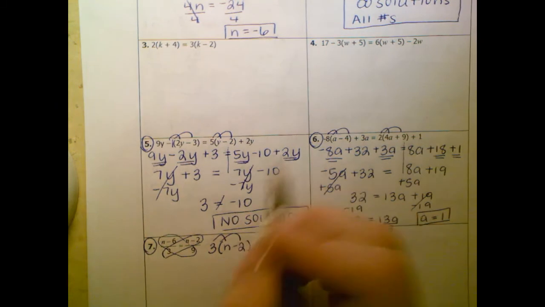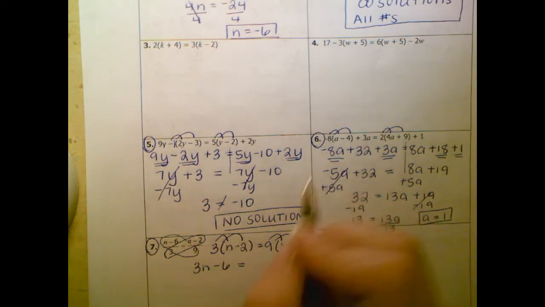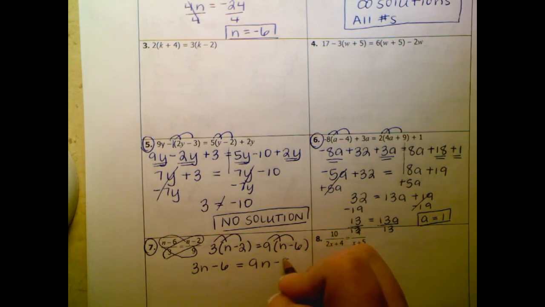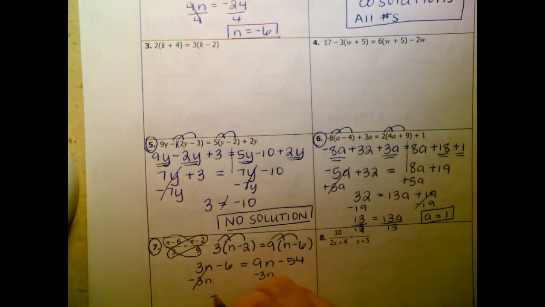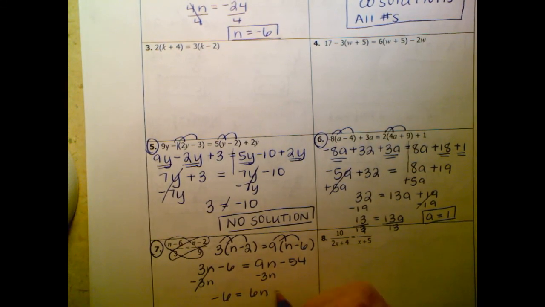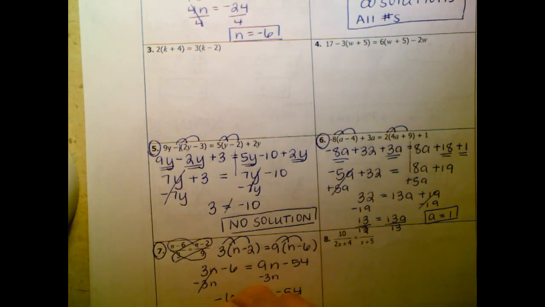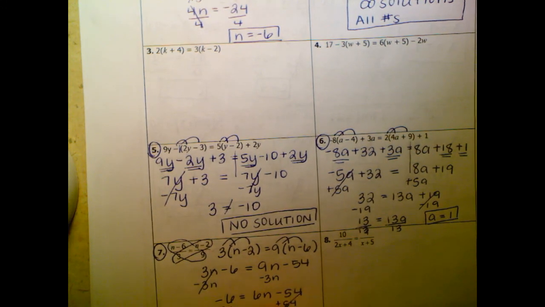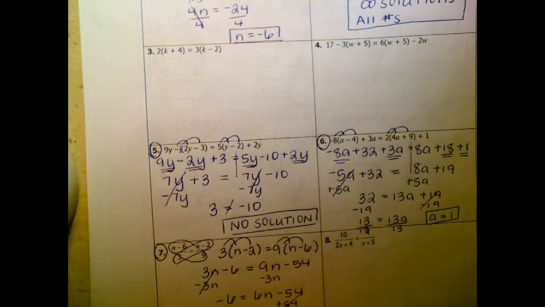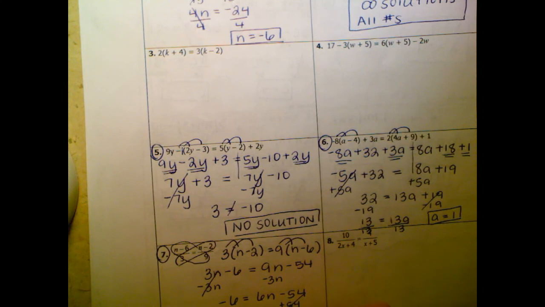From here, I'm going to distribute. And then distribute again. Get rid of your smaller n. I'm going to add my 54. And then divide. 48 divided by 6 gives me 8.